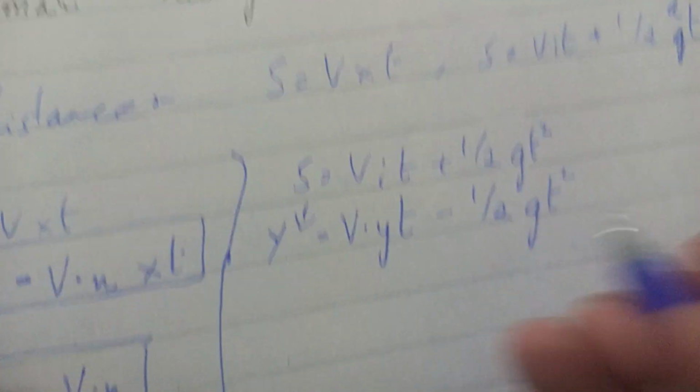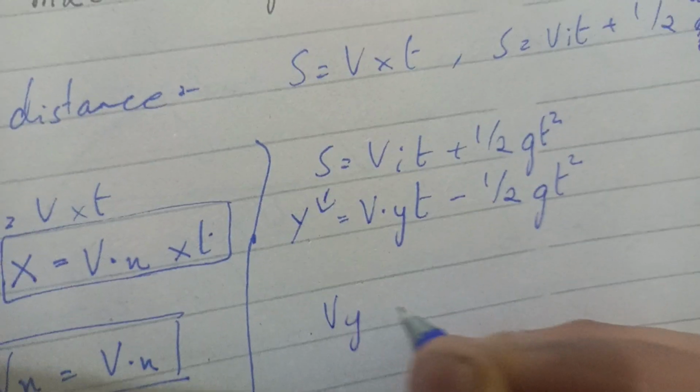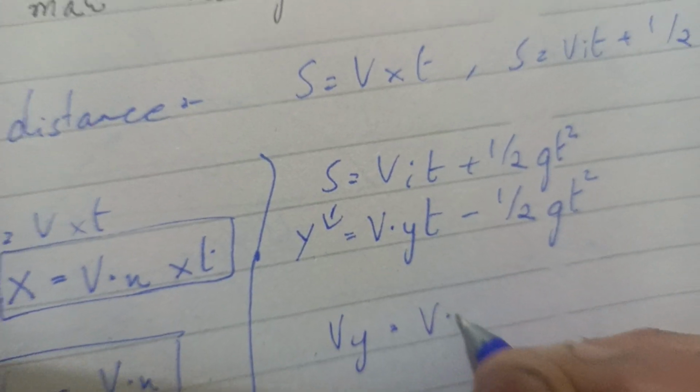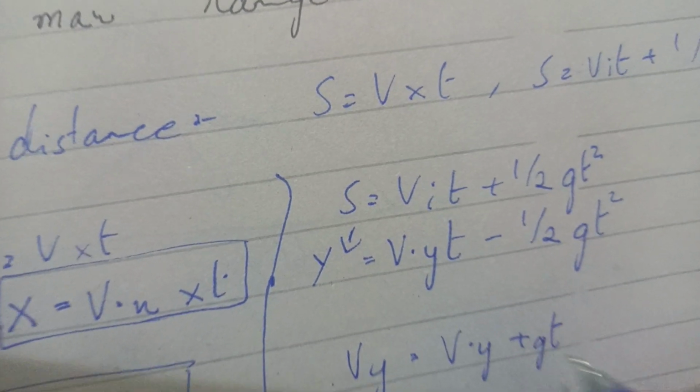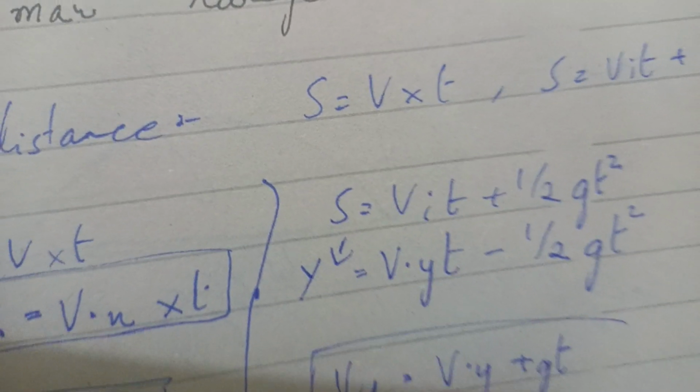If I talk about the velocity, the velocity is very simple. V y is equal to v naught y plus g t. That's it. That's the velocity.